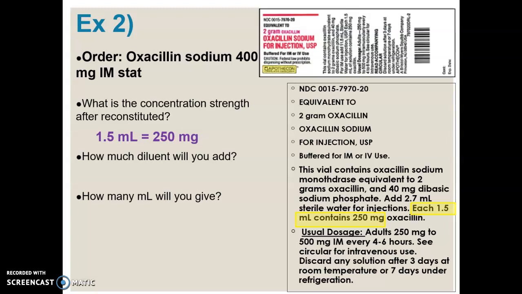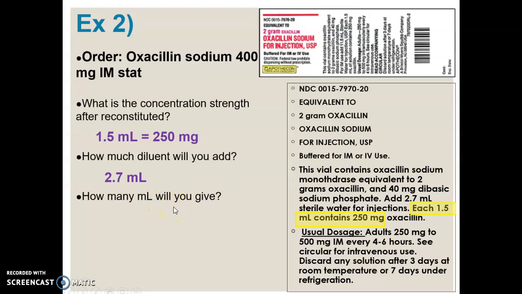Okay, second question wants to know, how much diluent will you add? Right above this piece in yellow, it tells us 2.7 mL of sterile water. Okay, the next question wants to know, how many milliliters will you give?